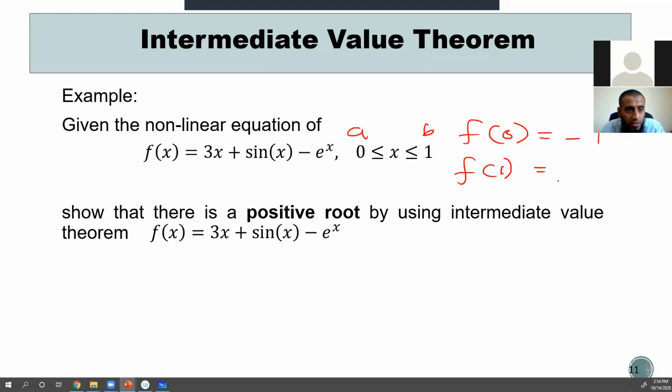Okay. F0 negatif 1. F0 is -1. F1? I really hope that we can do a two-way communication. I really don't like to speak alone.